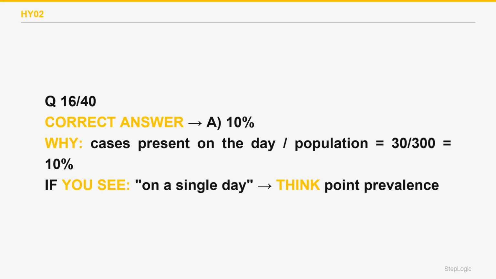The 20% is the period prevalence for the whole month, 60 of 300 residents ill at some time in April, not the single day snapshot. The question asks for that, so choice B is wrong. The 30% simply misreads the count 30 as a percentage instead of dividing by the 300 residents. Choice C wrong. Cases present on April 1 over the population gives a point prevalence of 10%.